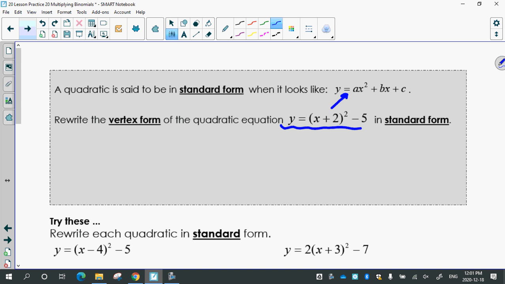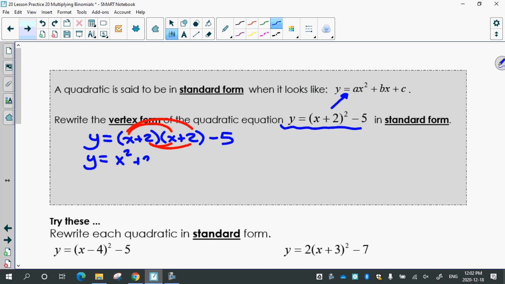So if we want to convert that, we would write the x plus 2 out twice. So that's just rewriting x plus 2 squared as x plus 2 times x plus 2. But then there's still a minus 5 there. Okay? Then you're going to do the FOIL. So we get x squared plus 2x plus 2x again plus 4 minus 5. And now you've got like terms here, but also here.